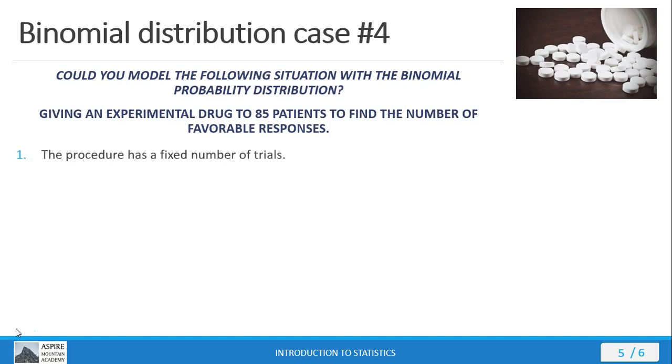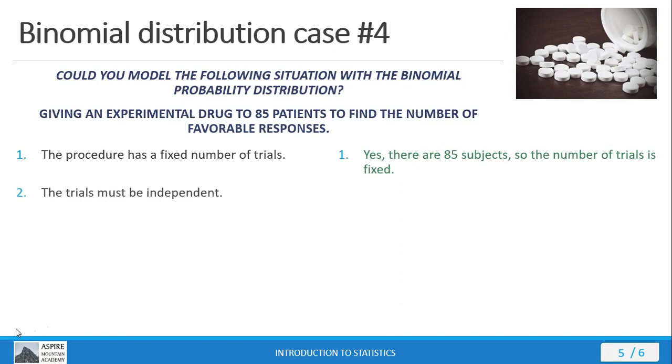So first up, procedure has a fixed number of trials. Yes, we have a fixed number of trials. There's 85 subjects. The trials must be independent. And yes, each trial here is independent. Giving the drug to one patient's not determined or dependent upon what we give to another patient. The favorable responses we get, those aren't dependent.